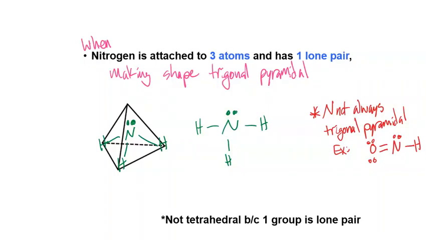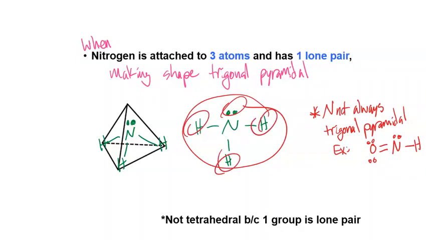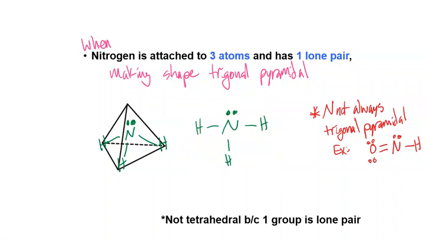Now, again, we call this trigonal pyramidal because even though we have 4 groups around it, so we have the lone pair and then the 3 hydrogens, one of those groups is a lone pair, and so we're getting that kind of flattened shape instead of the perfect tetrahedron.